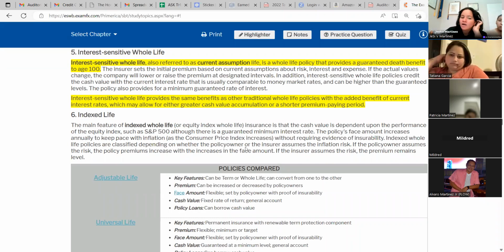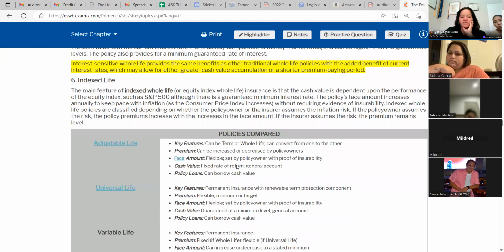So adjustable life, you have key features on it. It can be term or whole life, and can be converted from one to the other. The premium can be increased or decreased by policy owners. The face amount is flexible, set by policy owner with proof of insurability. So obviously, if I want $5 million of face amount, I need to show that I'm healthy and that I'm not dying tomorrow. The cash value is a fixed rate of return in a general account, which means the insurance and the cash value go into that same account. Policy loans, you can borrow from your cash.